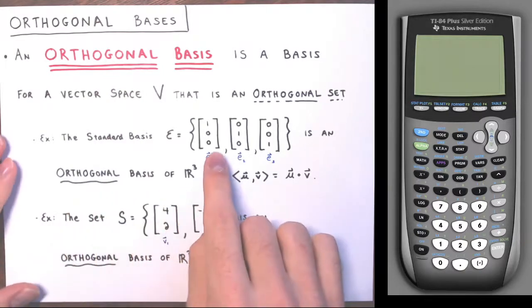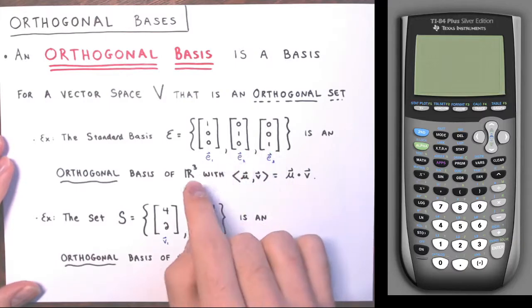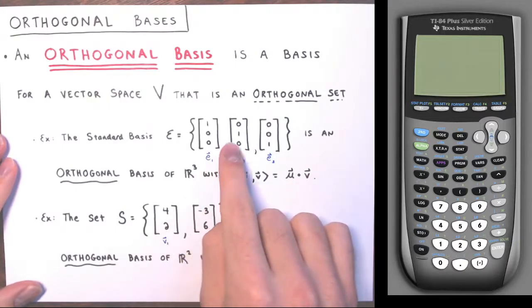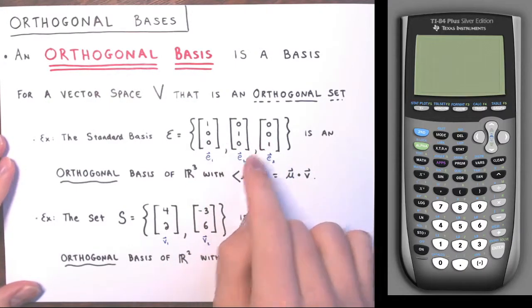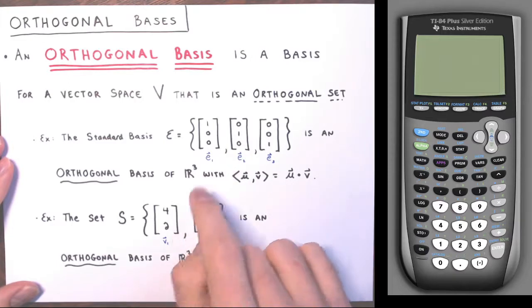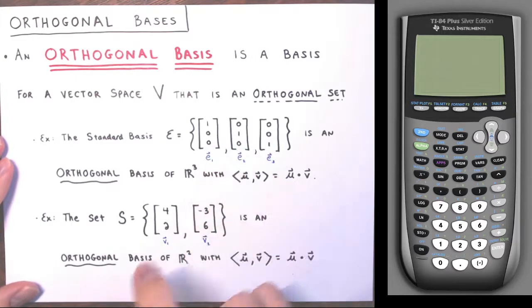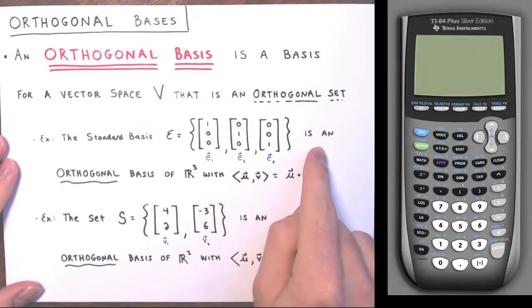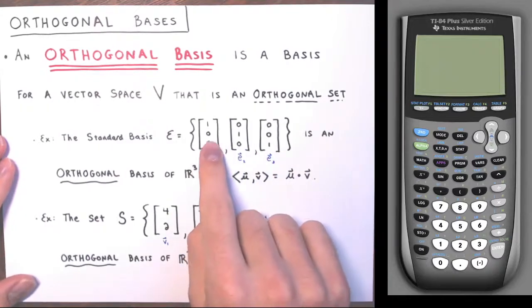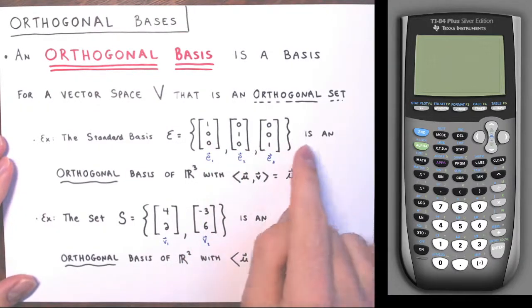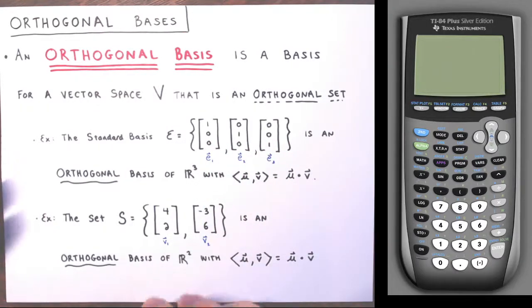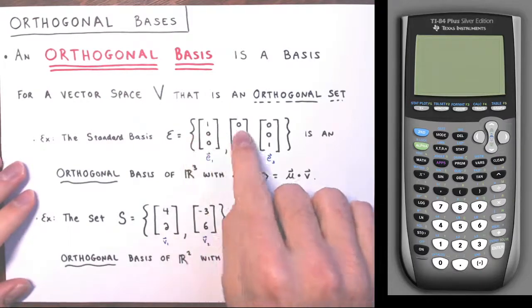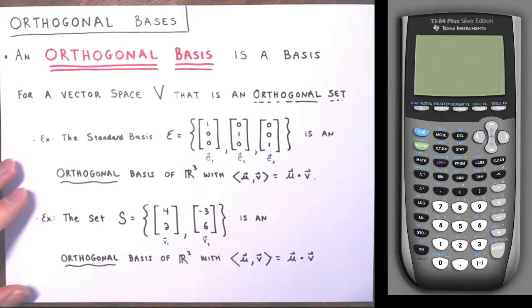Because you already know it's a basis. Every vector in R3 can be written as a linear combination of these three vectors. They're linearly independent, and you can check that as well. It's very easy to check. If you had a linear combination of these equal to the 0 vector, the only such combination would be the trivial one, where all the scalars, all the weights, are 0.